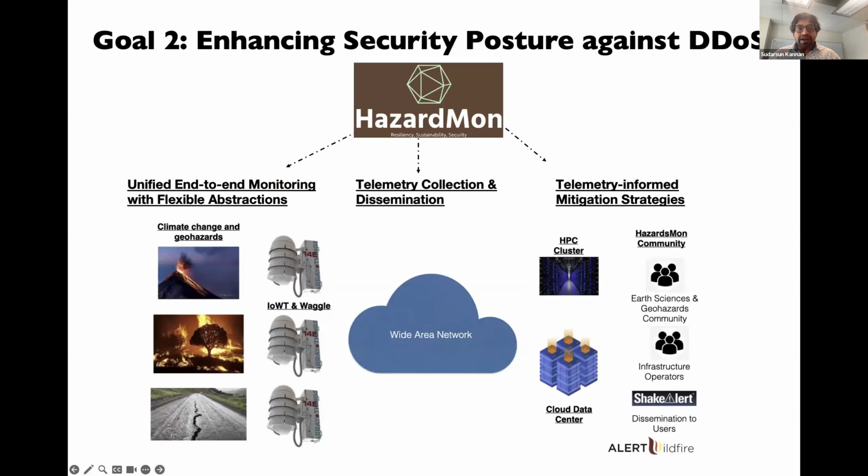Our second goal is to enhance security posture. I'll now allow my collaborator Ram to start discussing some of the progress that we have made. Over to you, Ram.